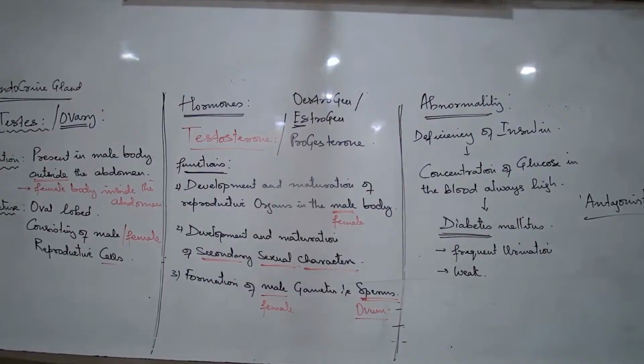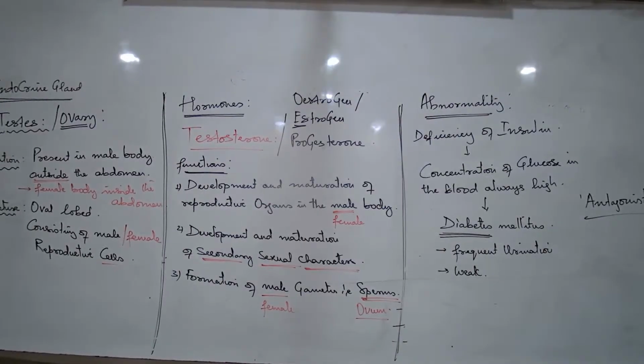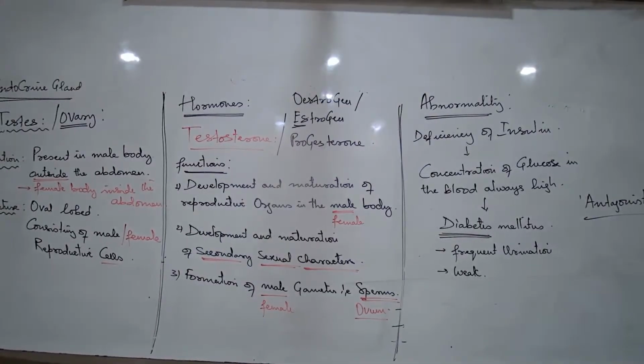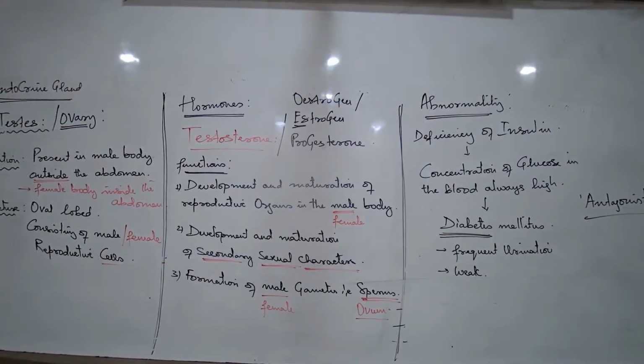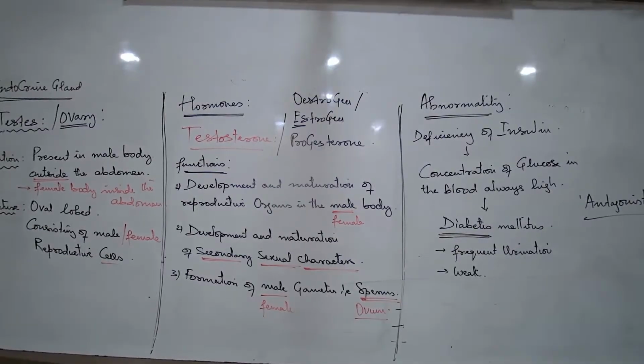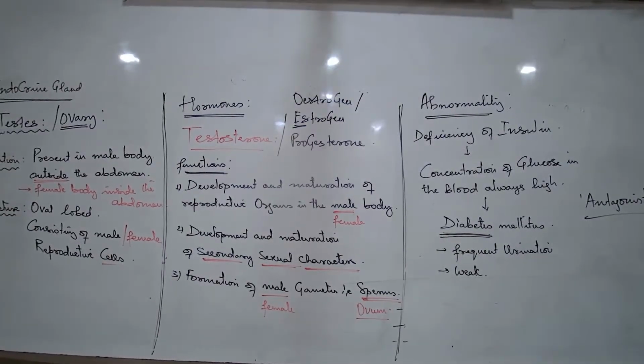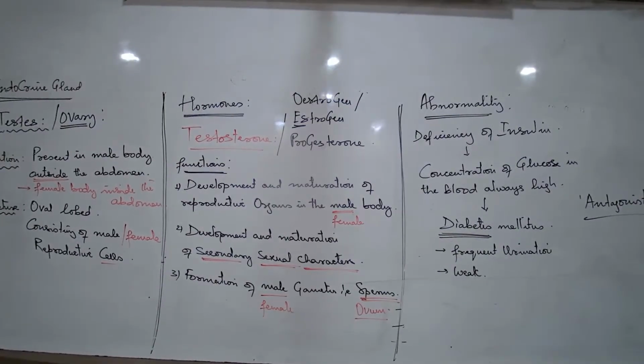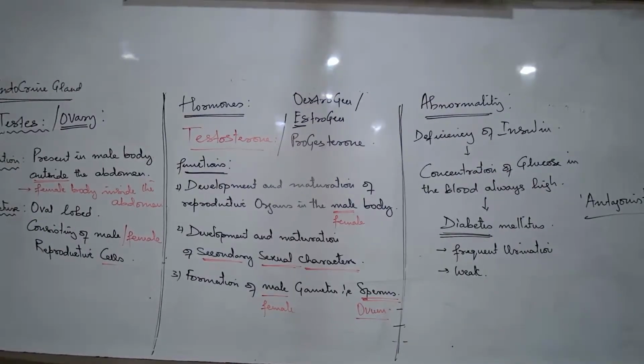So done. Now the fourth point you write down. Let us finish with this topic. We are writing functions of estrogen and progesterone. 3 points here, and the fourth point you write down: maintenance of pregnancy. That's the fourth point, additional only for the female hormones. Maintenance of pregnancy and childbirth. That is controlled by progesterone.